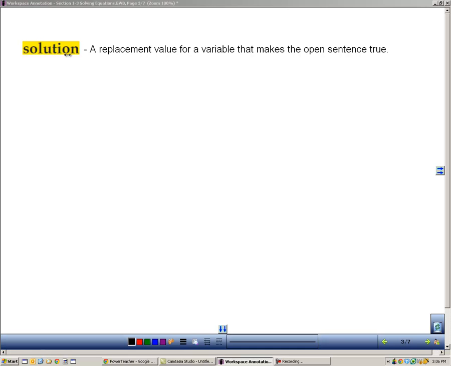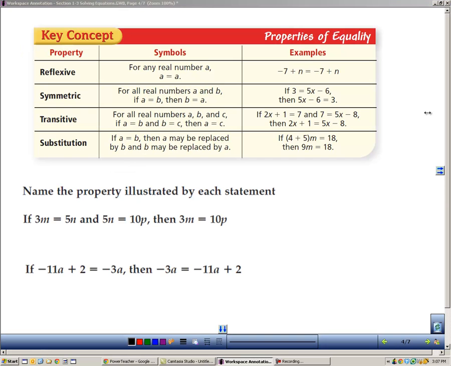Here we're defining what a solution is. A solution is a replacement value for a variable that makes an open sentence true. x plus 2 equals 5. That's an open sentence, and so the solution is the number that I could put in here that would make this true. So we can tell by looking at this that x should equal 3. That is my solution. There is no other number that would be a solution of this open sentence.